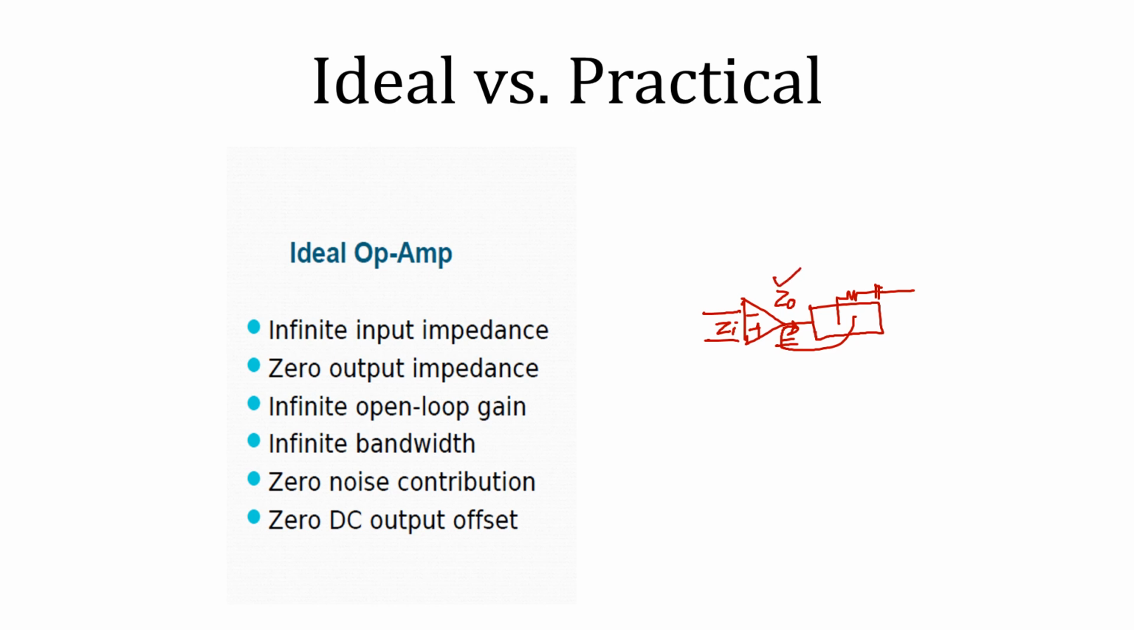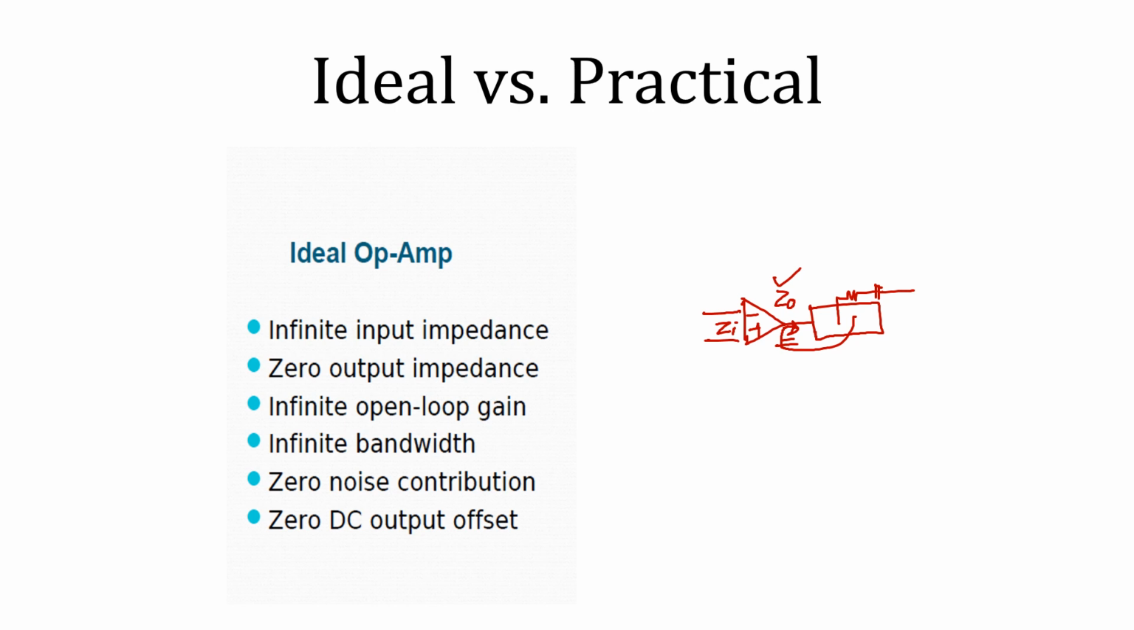Another ideal characteristic is infinite open loop gain. We expect that the gain should be very high, so we can amplify signals like microvolts. Next is that bandwidth should be infinite. We can operate at any frequency. That is, the operational amplifier should be usable from DC, that is 0 Hertz, up to megahertz or even gigahertz. That is the meaning of infinite bandwidth.